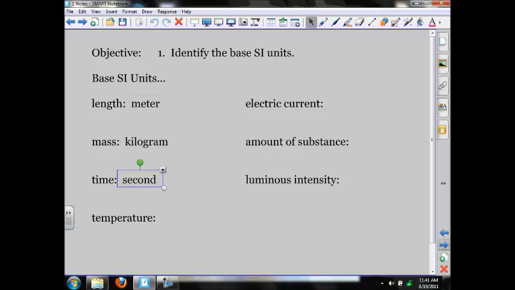What about temperature? Yeah, Kelvin is the SI unit. We'll use Celsius a decent amount, and we'll talk about why Celsius is Kelvin sometimes. We can use either one. Fahrenheit, we don't use there at all. And then the other three, you might not be as familiar with.